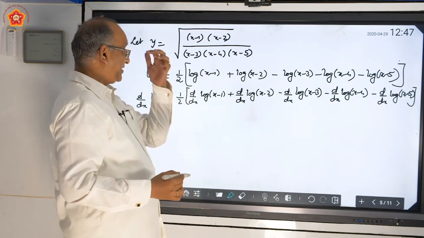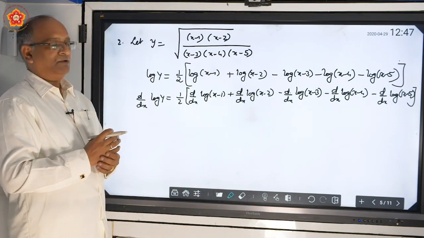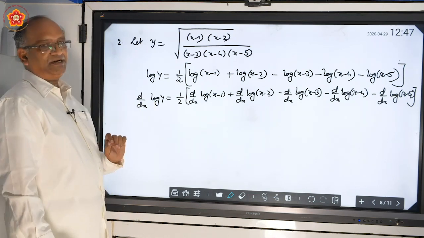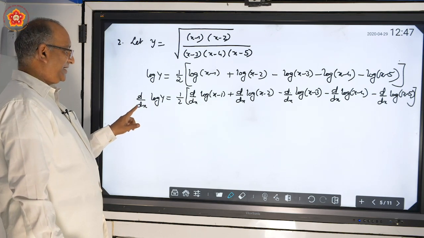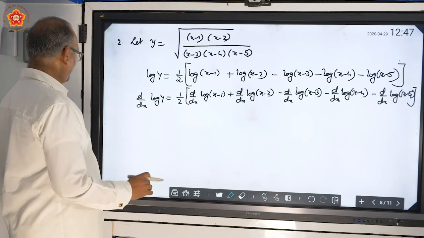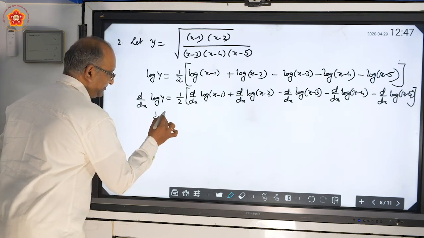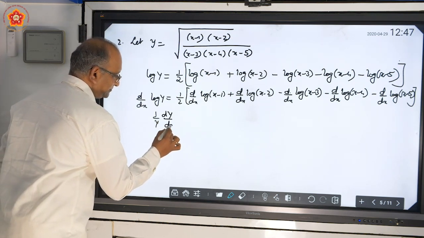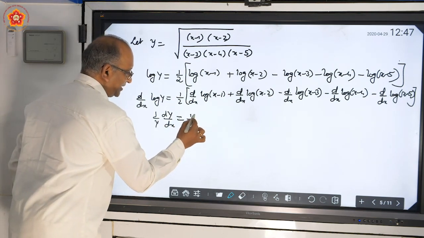Now write the derivative of each of the terms. First take the derivative of log y. We know that y cannot be differentiated with respect to x. So we convert d dy of log y into dy by dx, which will give us 1 by y dy by dx equal to 1 by 2, which will remain as it is outside.